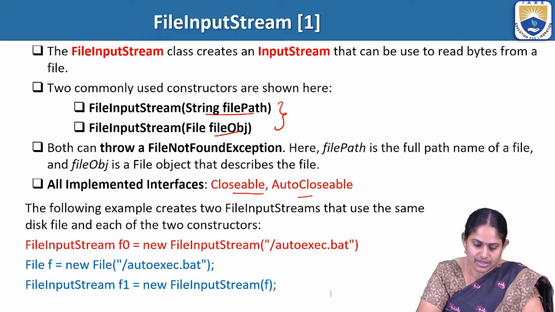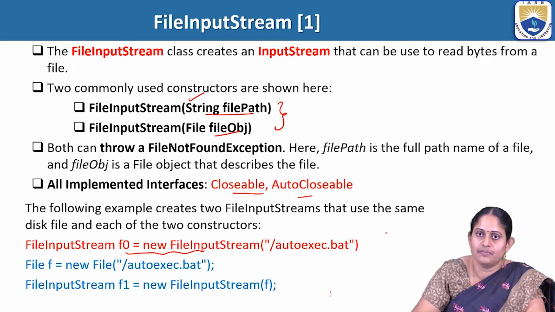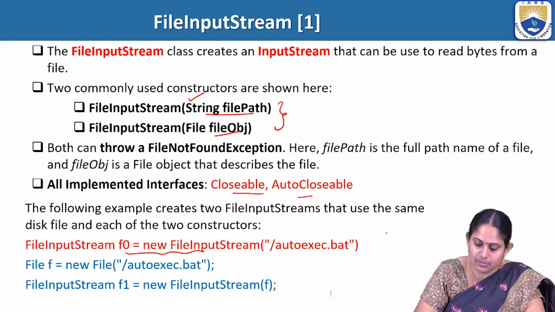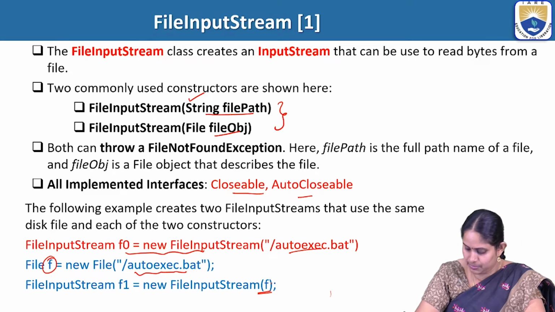If we are making use of the first constructor, this is how we create the object: we specify a file name as a string. In the second case, first we create the File object by specifying the path, and that File object is passed to the FileInputStream class.